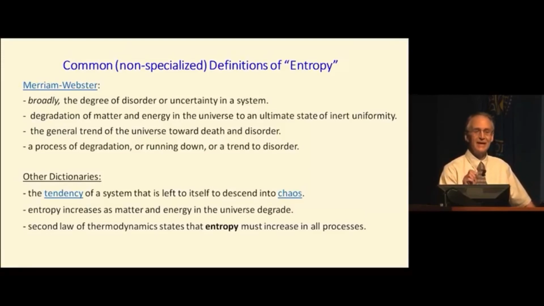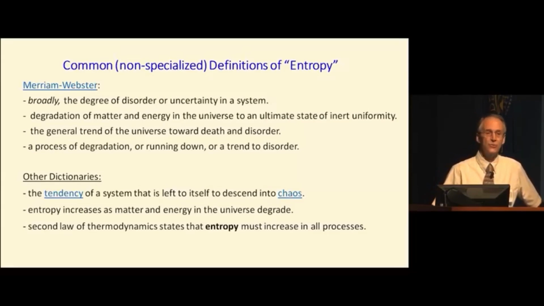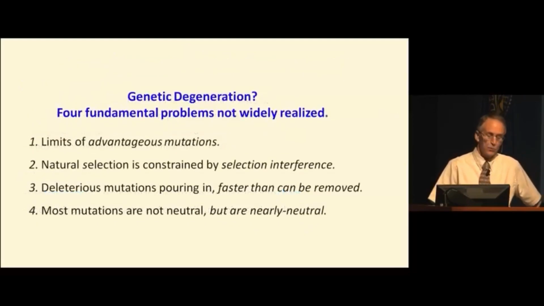Normally, the most technical definition of entropy is a measure of disorder, but more broadly used, it's a process where disorder always increases. Other dictionaries have similar definitions: the tendency of a system that is left to itself to descend into chaos; entropy increases as matter and energy in the universe degrade. And the second law of thermodynamics states that entropy must increase in all processes. So that's the sense in which I'm using the term. If I talk about genetic entropy, or entropic decay of the genome, that's what I'm talking about.